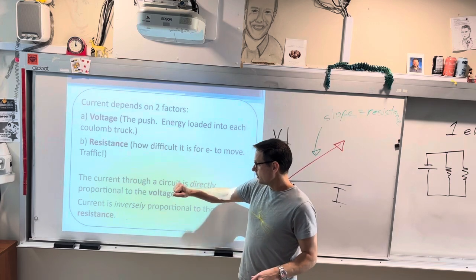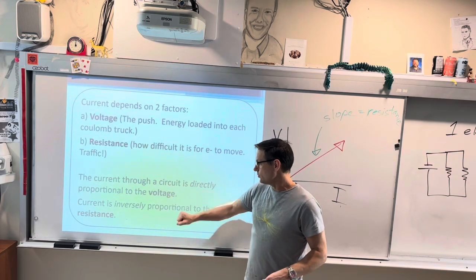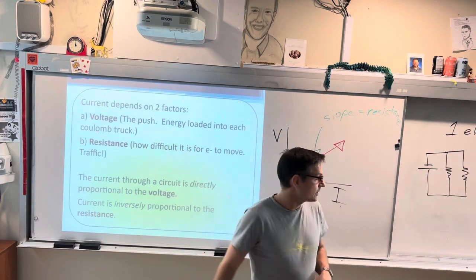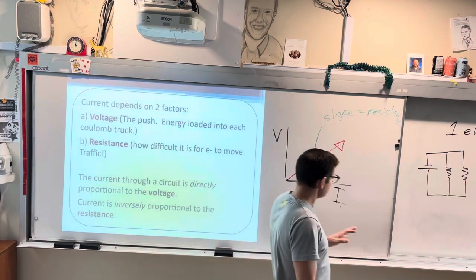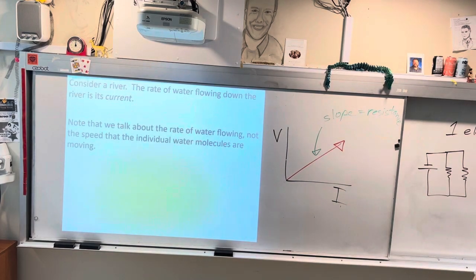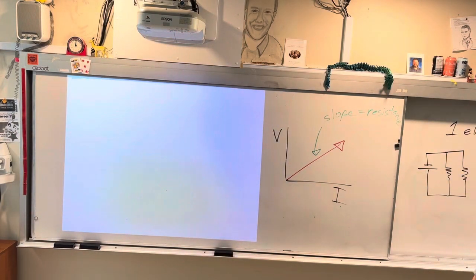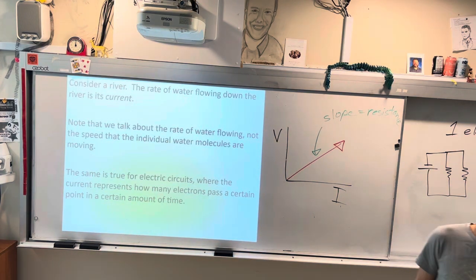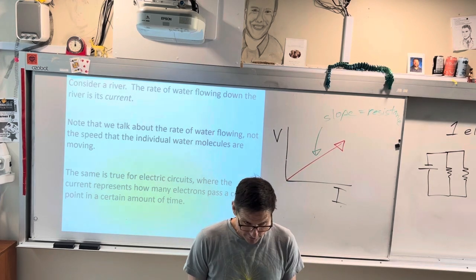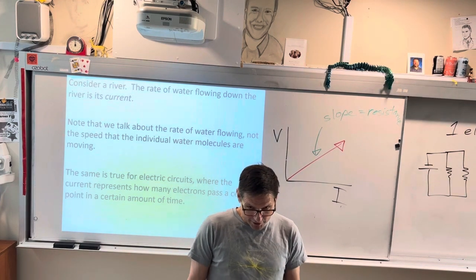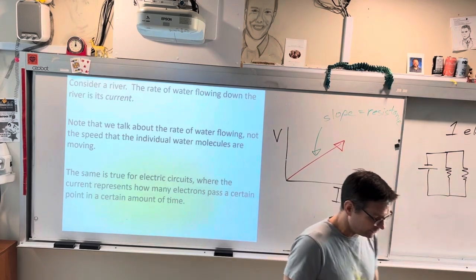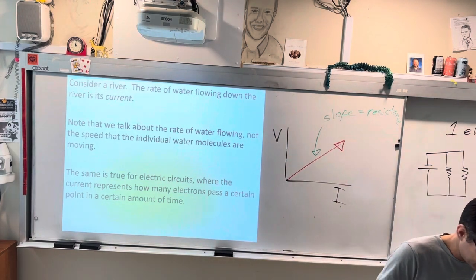So current through a circuit is directly proportional to the voltage, and current is inversely proportional to the resistance. And all that means is this. Oh, I'll make that clear, what inversely proportional is. If you don't like the trucks, there's another analogy of a river. And if you flip your page over, I think I just typed it in there.